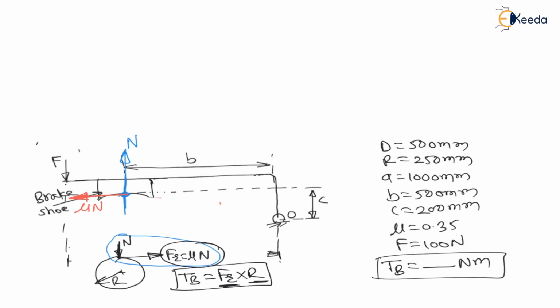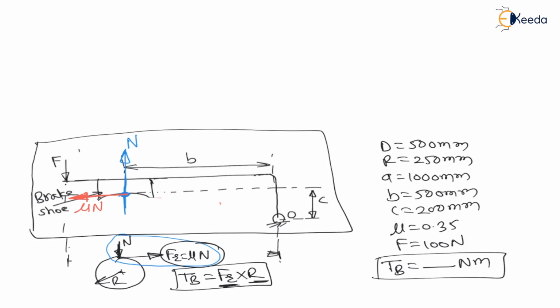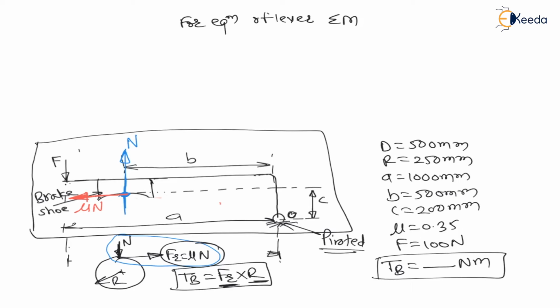Now look at the diagram of the lever. In this diagram, the force F is at distance a from the pivot, and O is the pivot. Therefore, for equilibrium of the lever, the summation of moments about pivot O must be equal to 0. Now let us consider moments about O. Clockwise moments are considered positive, anti-clockwise moments are considered negative.